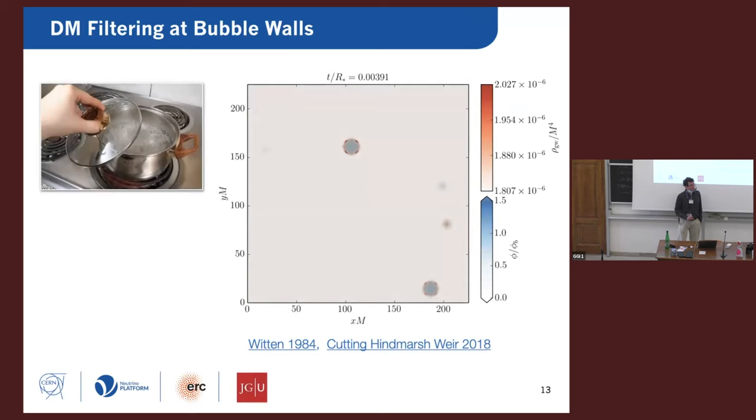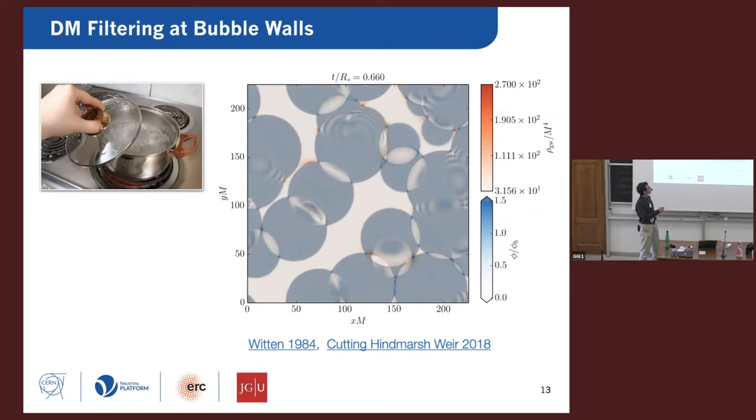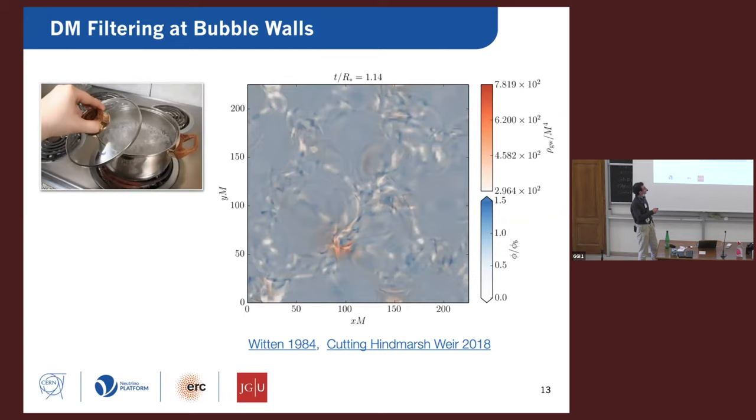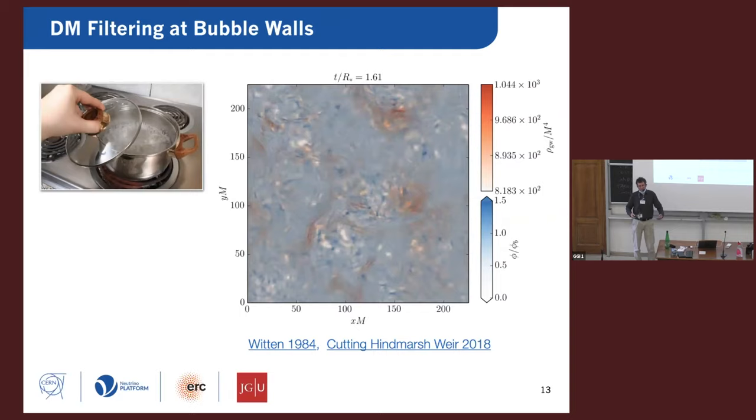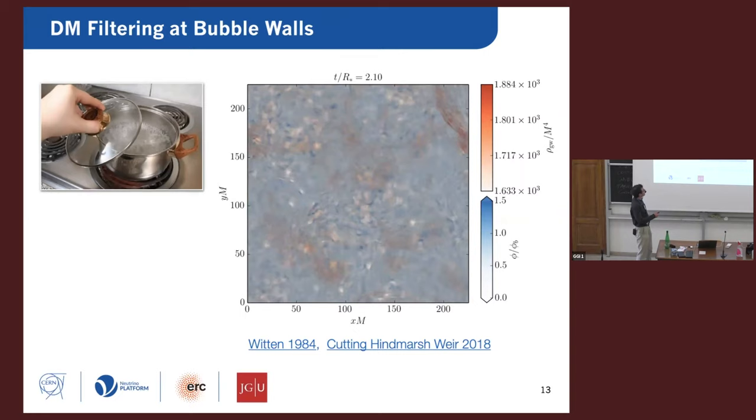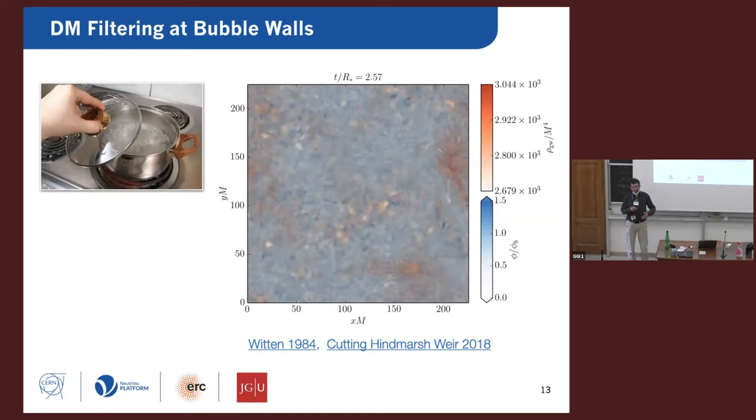Here is, again, the picture of the boiling pot of water. And here I'm going to show you a simulation of a first order phase transition in the early universe. What you see here is that the phase transition proceeds by the nucleation of these bubbles. These bubbles, this is where the universe is already in the true vacuum. Light blue is where it's still in the false vacuum. You see these bubbles expand, they collide with one another, and there are some waves being created in the primordial plasma that then over time turn more and more turbulent. And so at this point, we're in the true vacuum state, but the plasma is still undergoing turbulent motion.